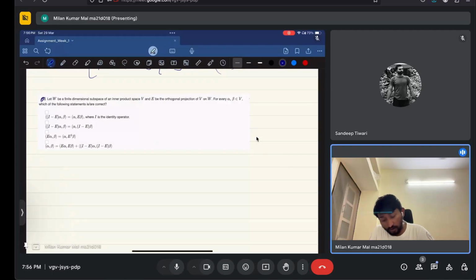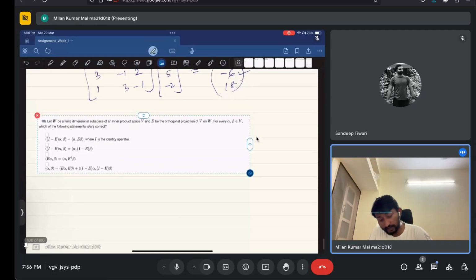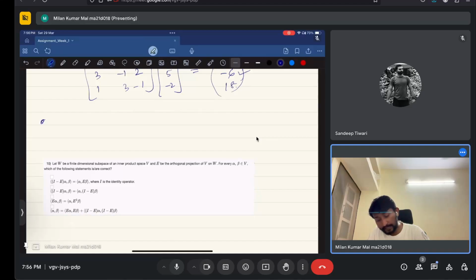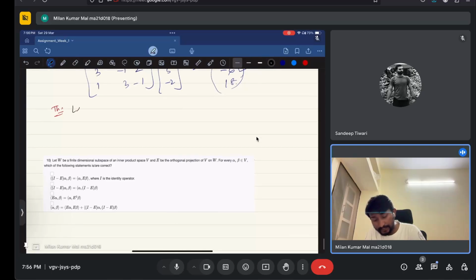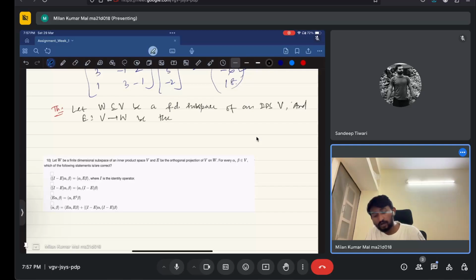Let's do. There is one theorem, so let's write it. Let W be a finite dimensional subspace of an inner product space V, and let E from V to W be the orthogonal projection.